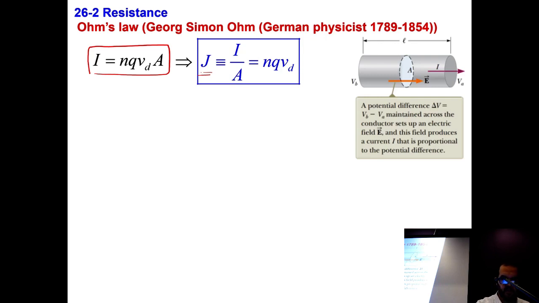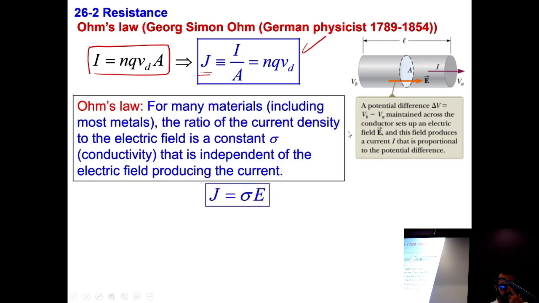So this is another equation that we can use. If I know n, Q, and Vd, I can determine the current density. I don't need the cross-sectional area. Okay? But if I'm asked what is the current, in that case I need to multiply that by the cross-sectional area in order to determine the average current. Okay, now this is Ohm's law.